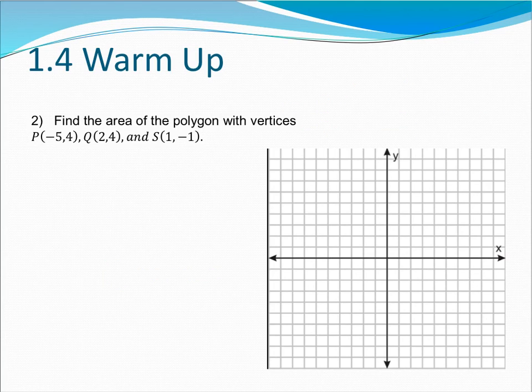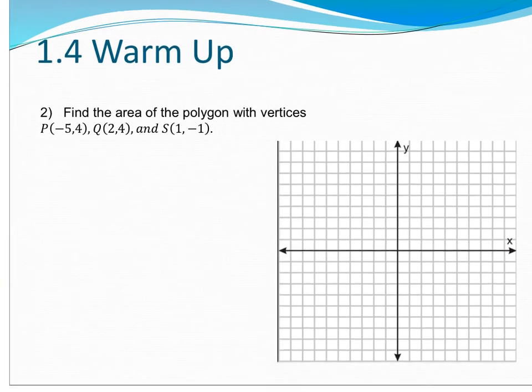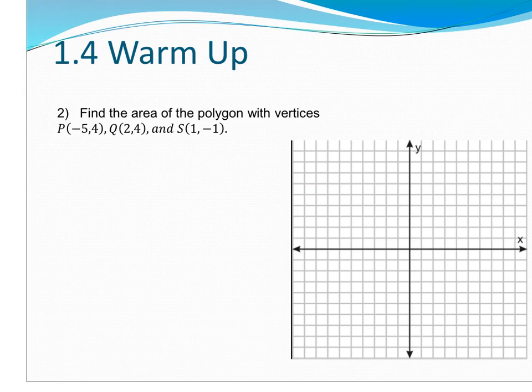The next one is using the area. So it says to find the area. It doesn't tell us what type of polygon it is, but as soon as I graph these 3 coordinates, I'm going to see that it's going to form a triangle. So I'm going to graph P, and it's -5, 4. So 1, 2, 3, 4, 5, and then 1, 2, 3, 4. So this will be my first point. It's point P, and it's -5, 4.